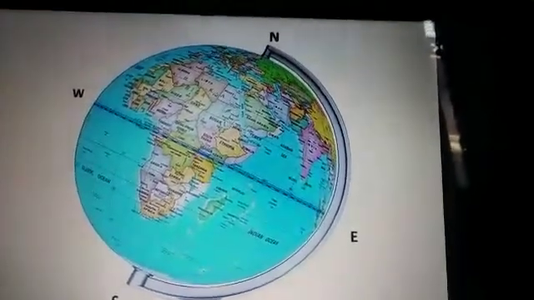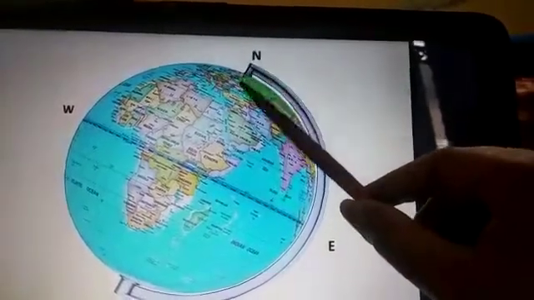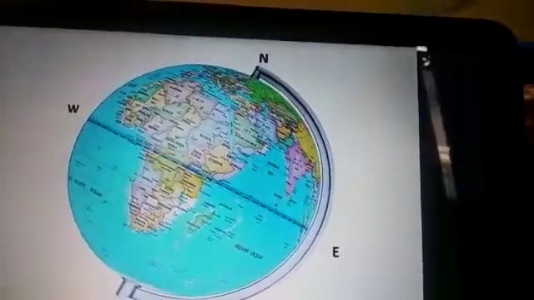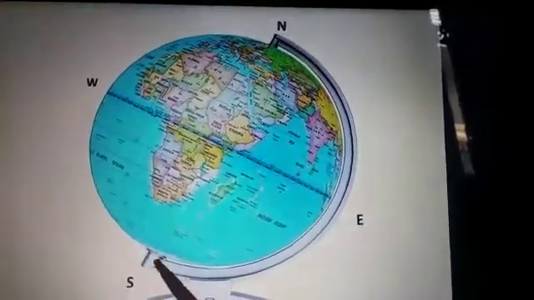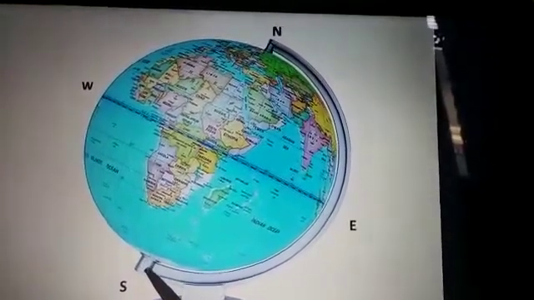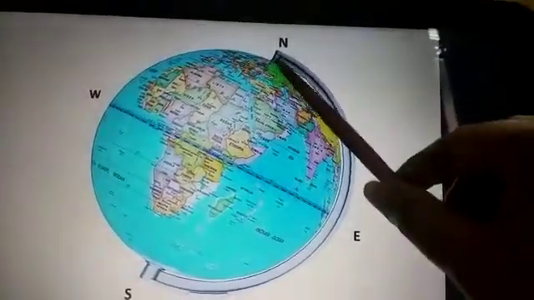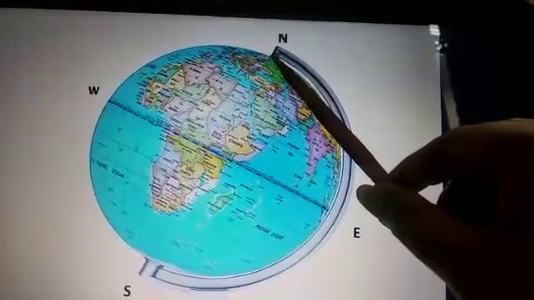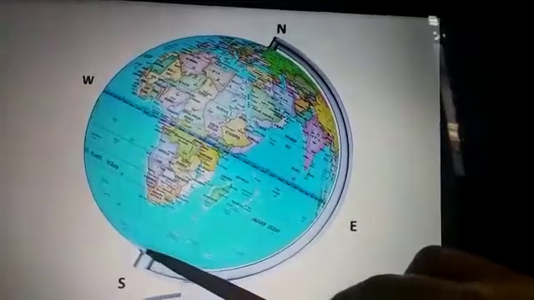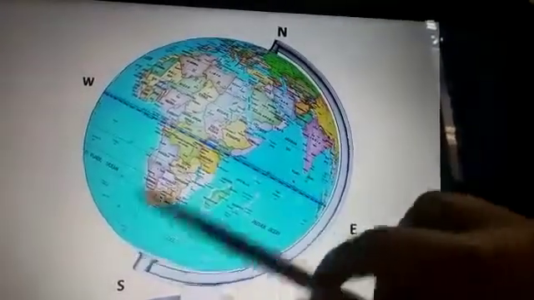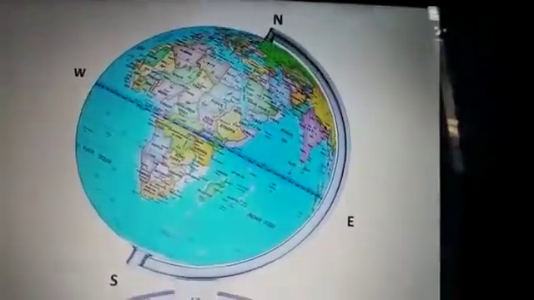The point on the north where the longitudes join is called the North Pole. And the point on the south where they join is called the South Pole. Is it clear? When the longitudes join at this point, it is known as the North Pole, and when they join at this point, it is known as the South Pole, because all these lines join at one point.